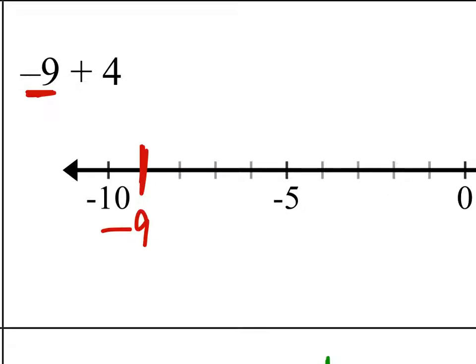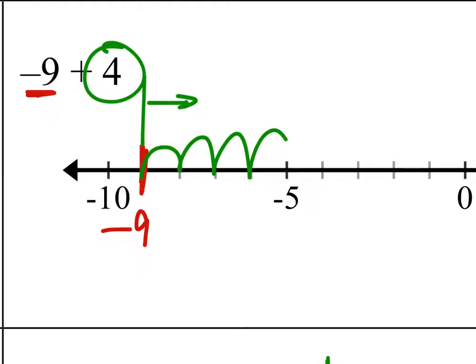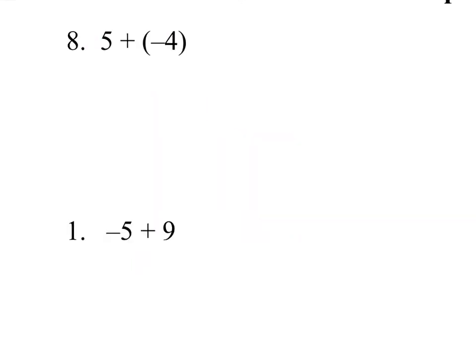Okay? And then it says we're going to add 4. So that's add, which means we're going to go to the right 4 units. 1, 2, 3, 4. And that ends us at negative 5, which is what we got when we did the tiles as well.